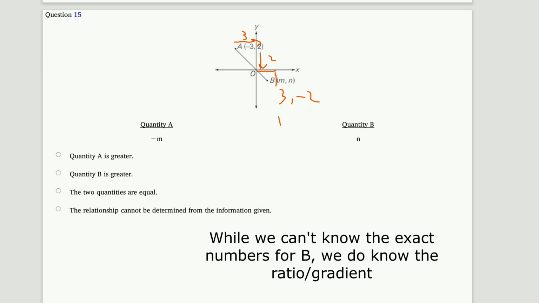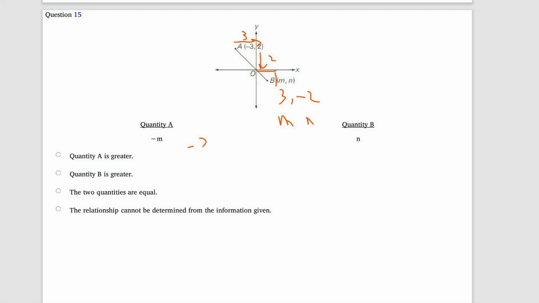That's m and n. And now what's the question? Minus m. So that's minus 3, because we know m is 3, and n is minus 2. Which of those two quantities is bigger? It's actually quantity B, because minus 2 is bigger than minus 3. It's more positive. So the answer is B.